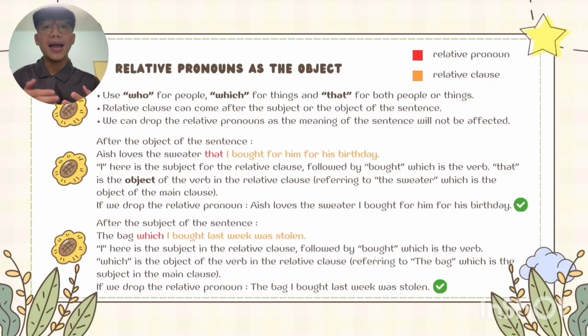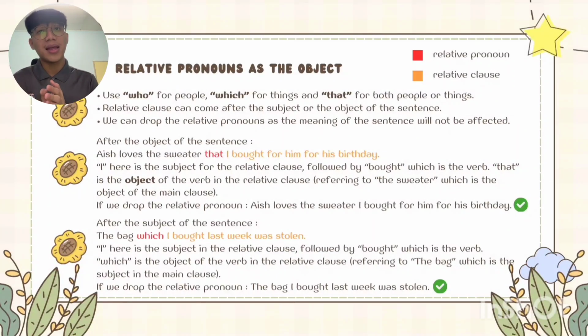So here, Aish loved the sweater that I bought for him for his birthday. The red one is the relative pronoun and the orange one is the relative clause. So I here is the subject for the relative clause, followed by bought, which is the verb of the relative clause. So that here is the object of the verb in the relative clause, which is referring to the sweater, which is the object of the main clause.